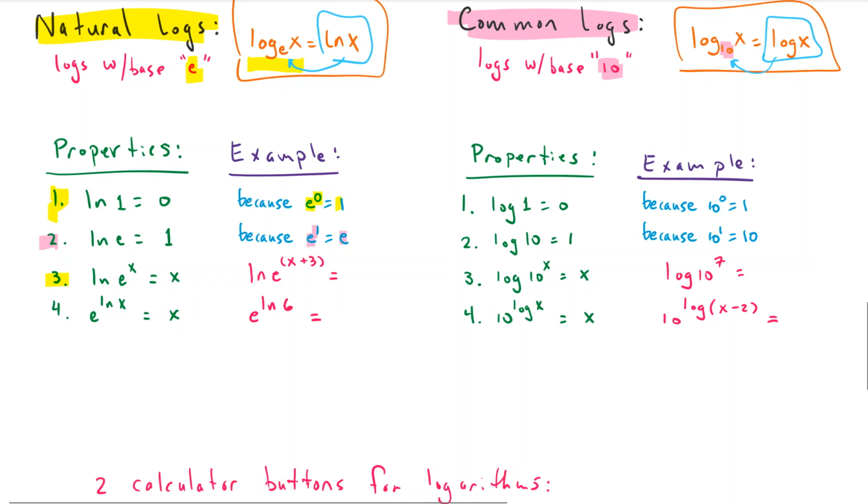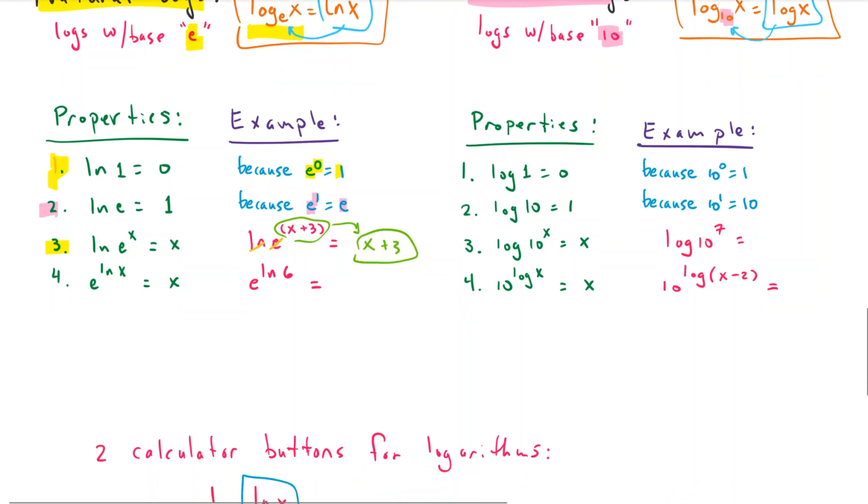So we saw that ln of x is really just log base e. So that base e and the e in the exponential cancel. And what are we left with? This thing right here, x plus 3.